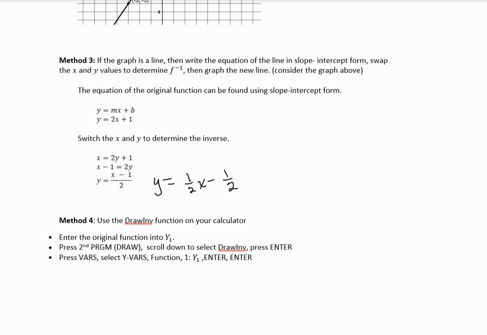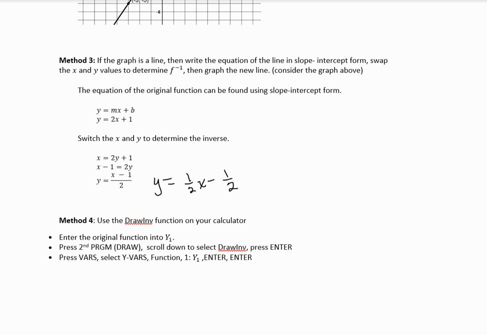And then I can use what I know about linear functions to graph this new equation, either doing rise over run for the slope and the y-intercept here, or making a table of values.